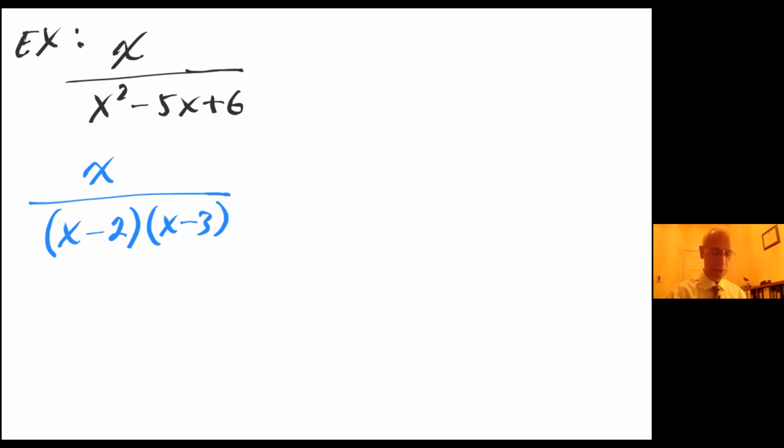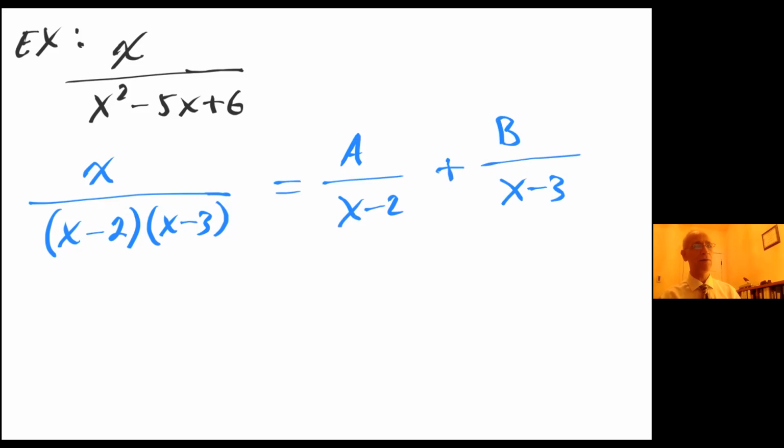So this equals some A over x minus 2 plus some B over x minus 3. And now our job is to find A and B. This part you're just going to have to take my word for it. I'm not going to sit and prove this to you. For now, just accept this. Our next step is to find A and B. How do we do that?